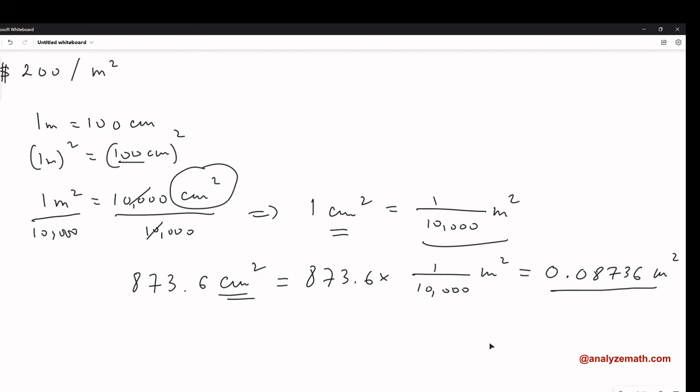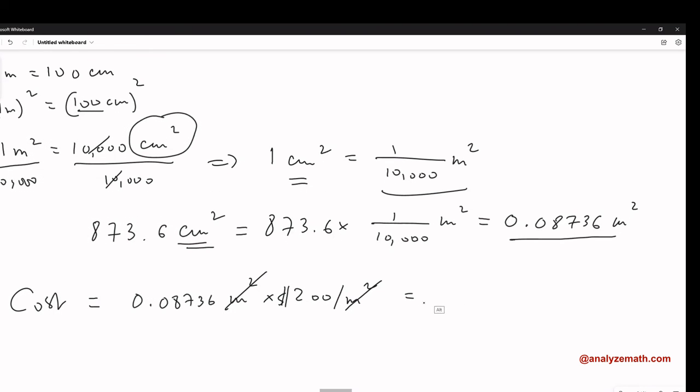Now the cost is 200 per meter square, so the cost of the right prism will be equal to the area in meter squared, and then we multiply by the cost of each meter, this is the $200 per meter squared. You simplify the meters and you are left with dollars. Cost is about 17.5 dollars, so $17.50.